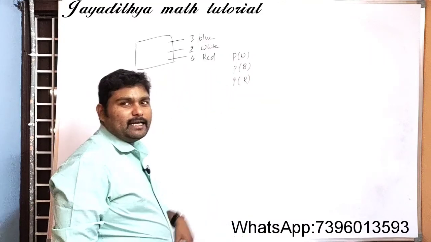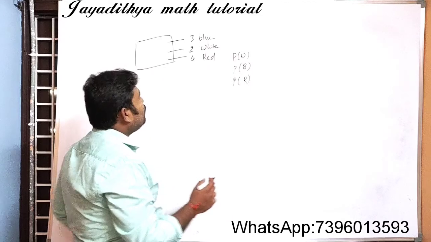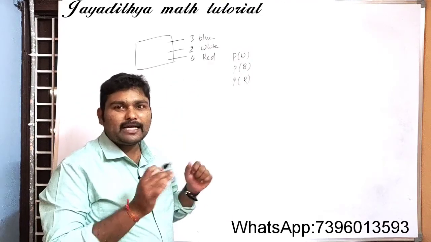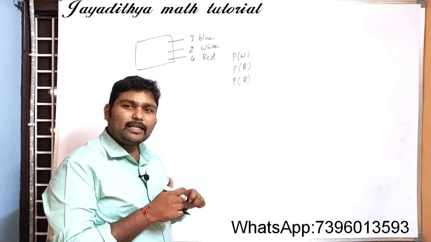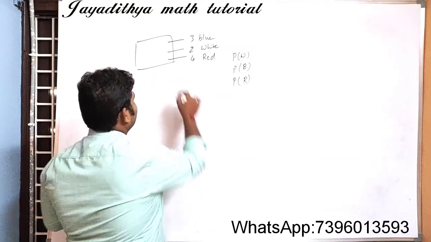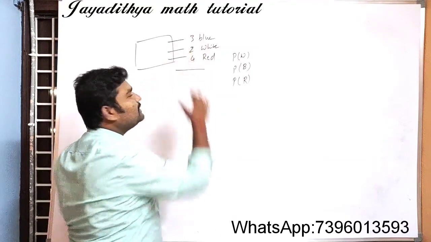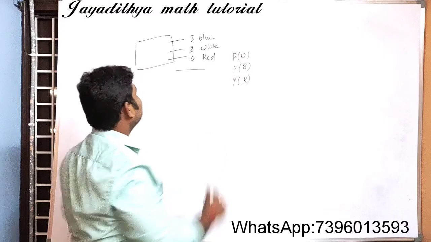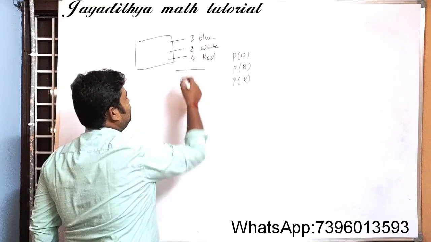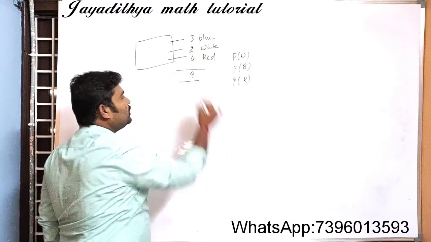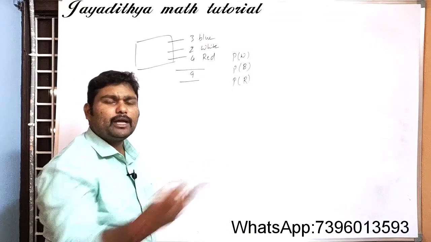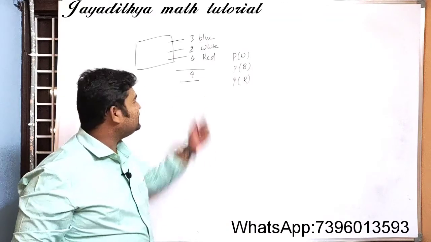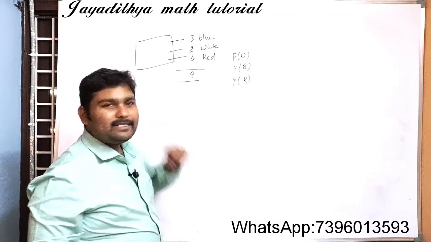Now let us see this one. What are the total possible outcomes? That is very important now. So what are the total possible outcomes, Nana? Very simple. Add all these 3 kinds. So 3 plus 2 is 5 and 5 plus 4 is 9. So total possible outcomes are 9. That means you can take out 9 marbles. That is the total.